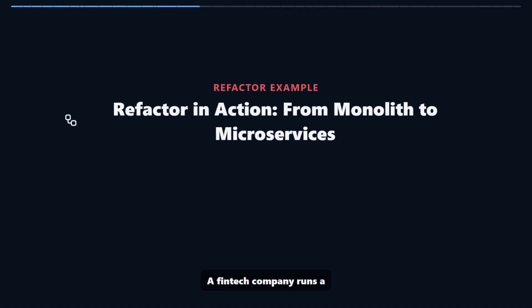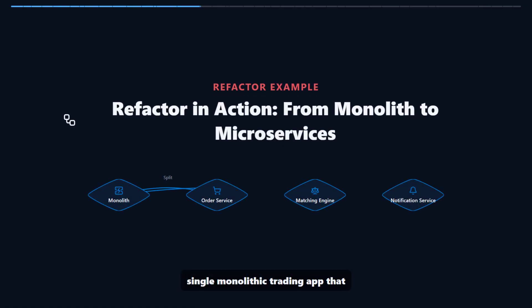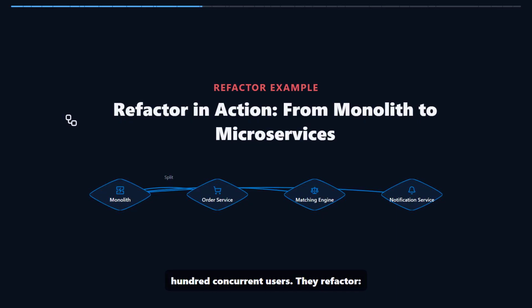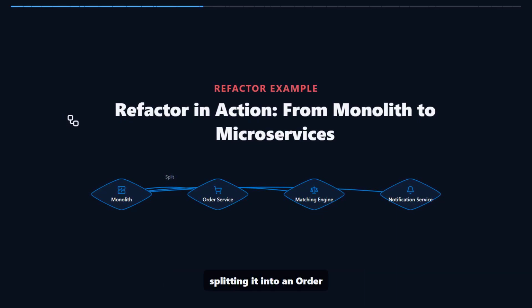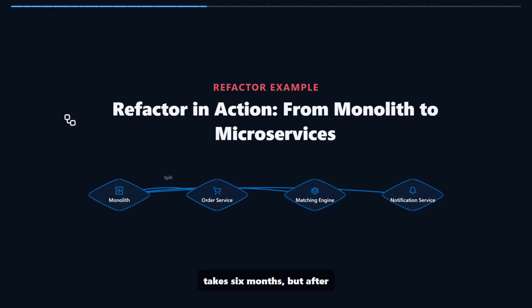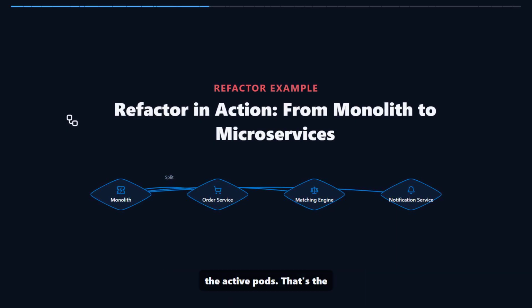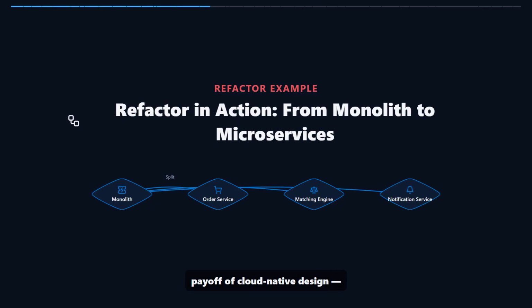A fintech company runs a single monolithic trading app that can't scale beyond a few hundred concurrent users. They refactor, splitting it into an order service, matching engine, and notification service, each running in its own Kubernetes pod. The refactor takes 6 months, but after launch, transaction latency drops sharply, and they pay only for the active pods. That's the payoff of cloud-native design, but only when the business can stomach the upfront complexity.